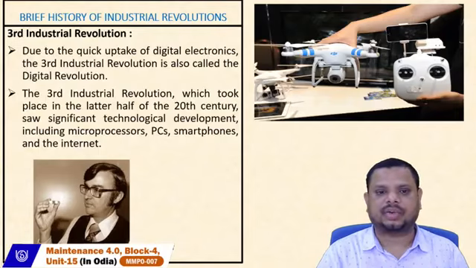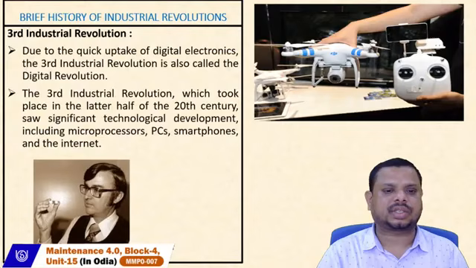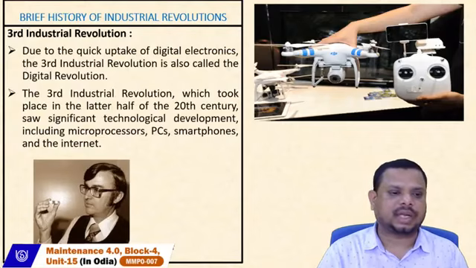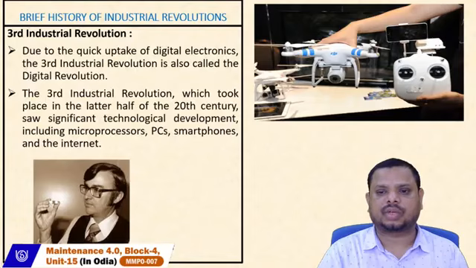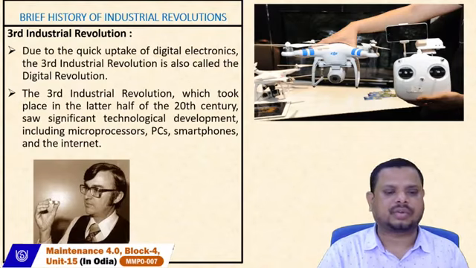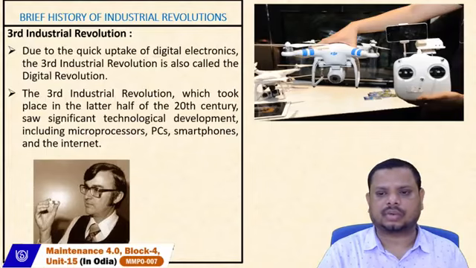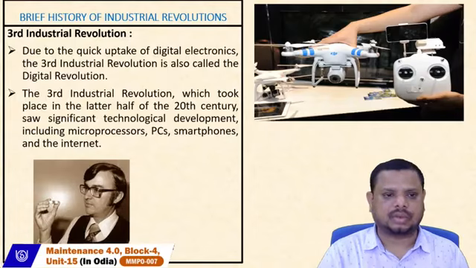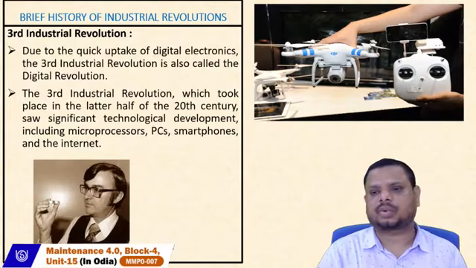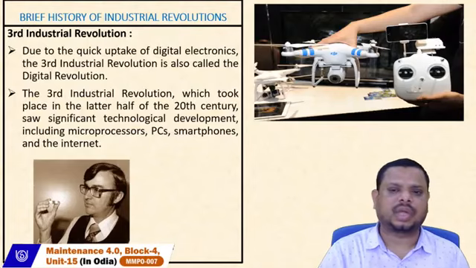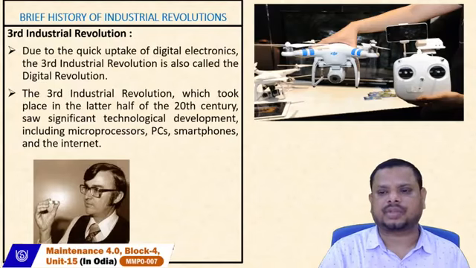So the third industrial revolution, which takes in the later half of the 20th century, saw significant technological development. As I told, the microprocessor was introduced in this particular phase. Then personal computers in the form of laptops were also introduced. The next one is smartphones, introduced by Samsung. And then a vast amount of internet connectivity throughout the globe was established. So due to the innovation in technology, in the case of microprocessors, advanced computers, smartphones, and internet connectivity, this particular phase is simply known as the digital revolution phase.